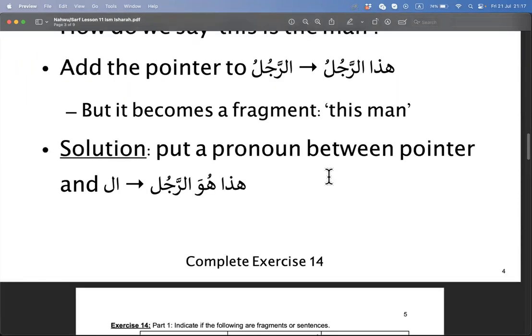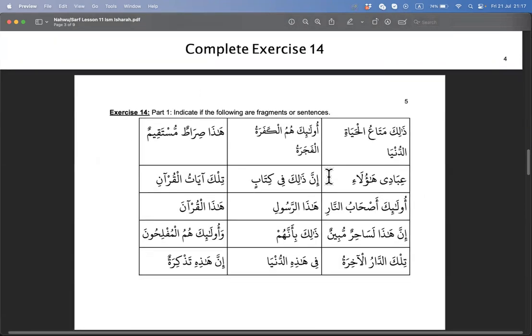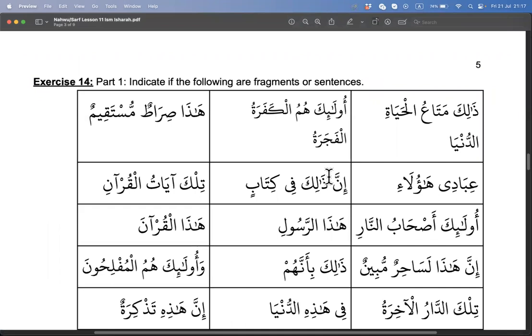Okay. Let's do some exercise. Tell me if they are fragments or sentences. First one: ذَلِكَ مَتَاعُ الْحَيَاةِ الدُّنْيَا. Where's our pointer here? ذلك, followed by no al, mata. So this is a sentence. Yes, good. Next one.